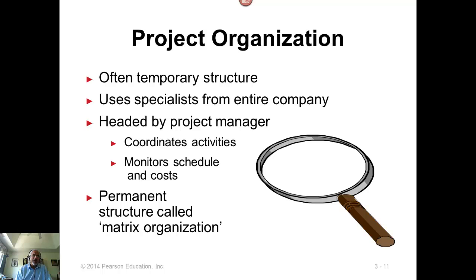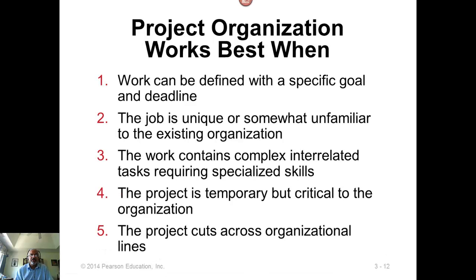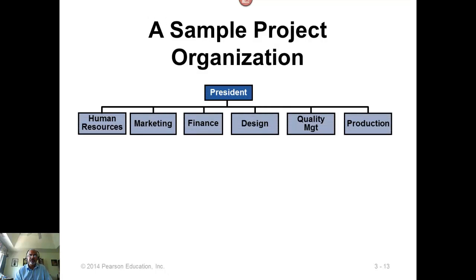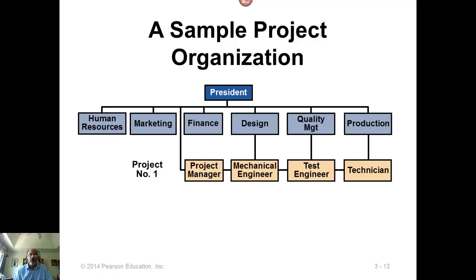And sometimes when a company is involved in lots of ongoing projects, where many projects come and go, one may want to keep a permanent structure, and such a structure is called a matrix organization. Now, project organization works best when there is a specific goal defined, the job is unique, the organization is somewhat unfamiliar with the project, and the work contains complex interrelated tasks. The project is temporary but critical to the company, and it cuts across organizational lines. In such a situation, the organization comes into existence at the beginning of the project, and goes out of existence when it is completed.